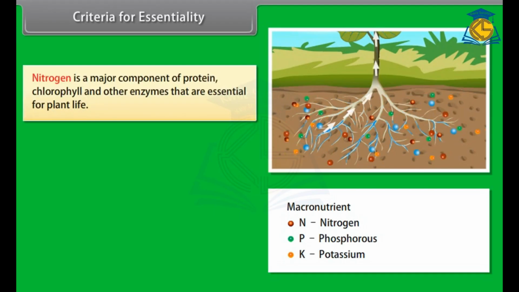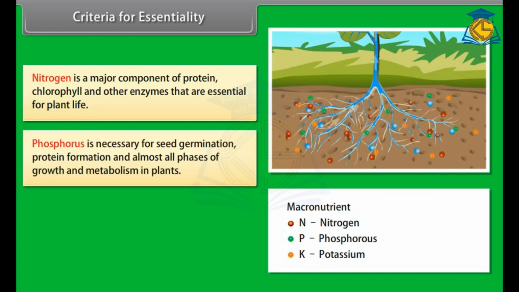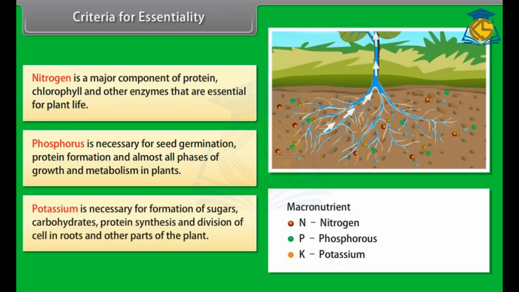Nitrogen is a major component of protein, chlorophyll, and other enzymes that are essential for plant life. Phosphorus is necessary for seed germination, protein formation, and almost all phases of growth and metabolism in plants. Potassium is necessary for formation of sugars and carbohydrates, protein synthesis, and division of cells in roots and other parts of the plant.